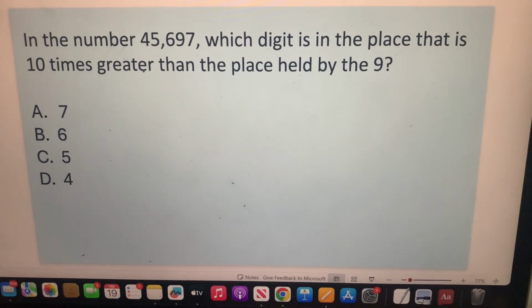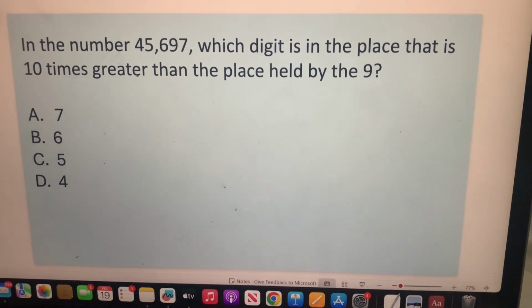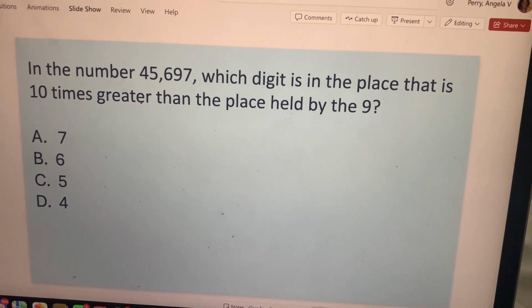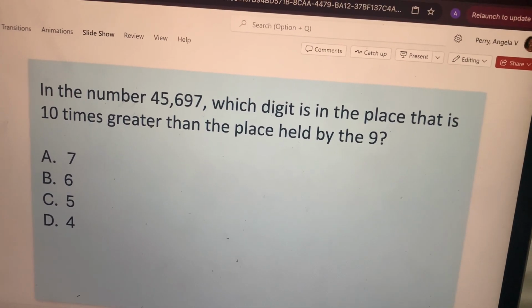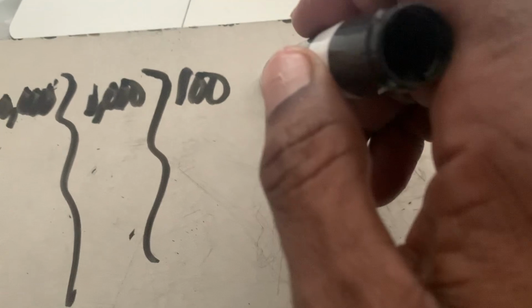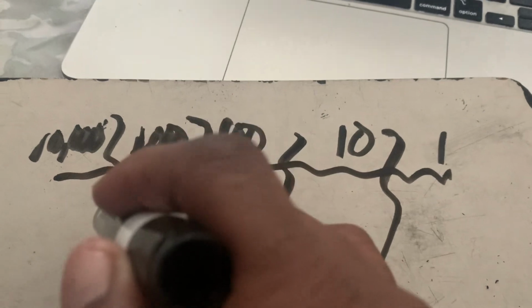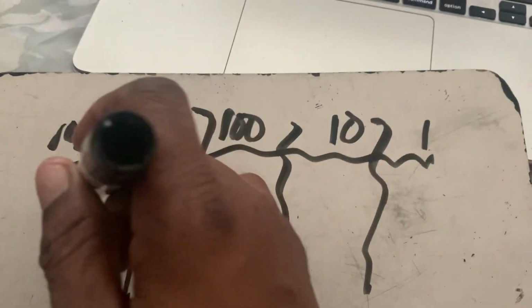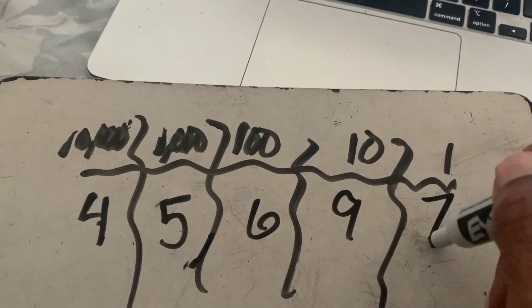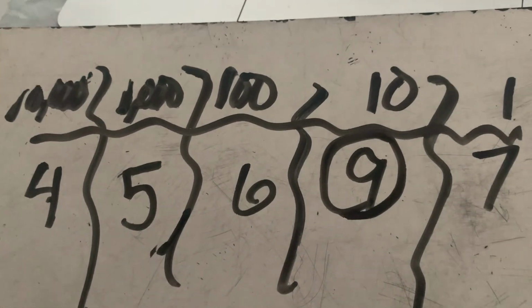In the number 45,697, which digit is in the place that is 10 times greater than the place held by the 9? So again, we have our place value chart. And we're going to put our number on our place value chart. Let me do my wiggly lines, so it's never mistaken to be a 1. So we have 45,697. They're talking about the 9. And we're looking for the digit that is in the place that's 10 times greater than the 9.